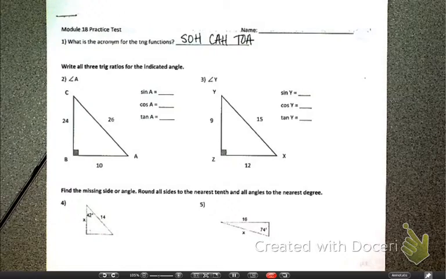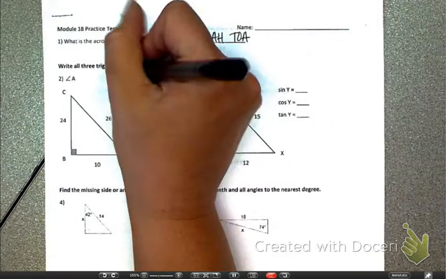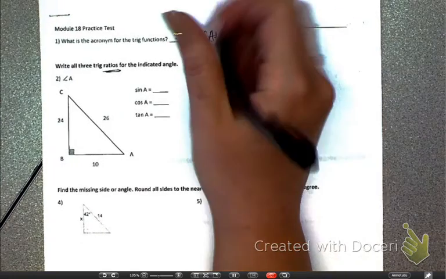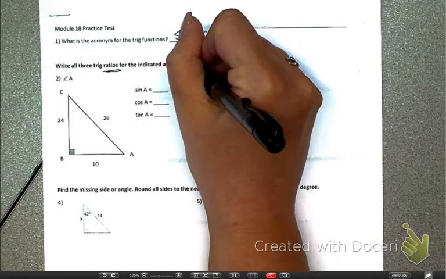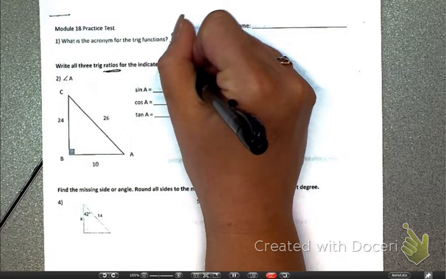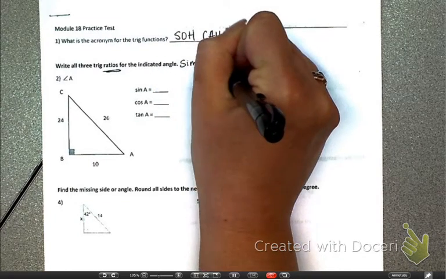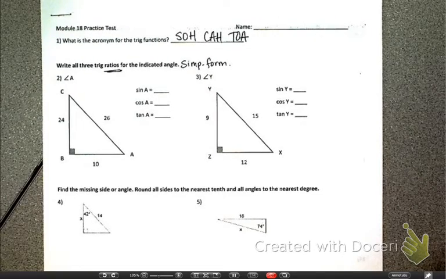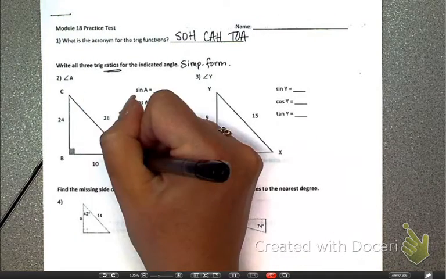The next one's write all three trig ratios. Ratios are fractions for the indicated angle. On your test, it will say write fractions in simplest form. I don't know why it wasn't on these directions, but you should always reduce a fraction if you can. So if I'm looking at angle A, here's my reference angle.